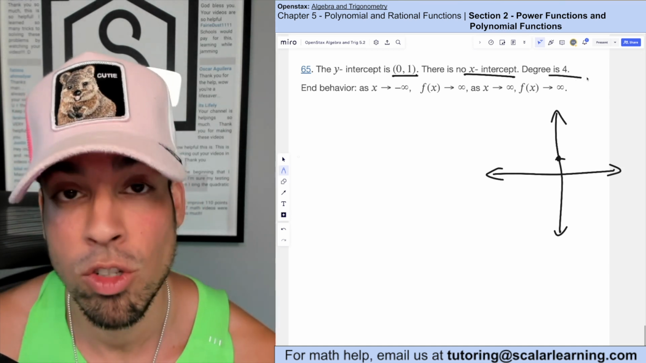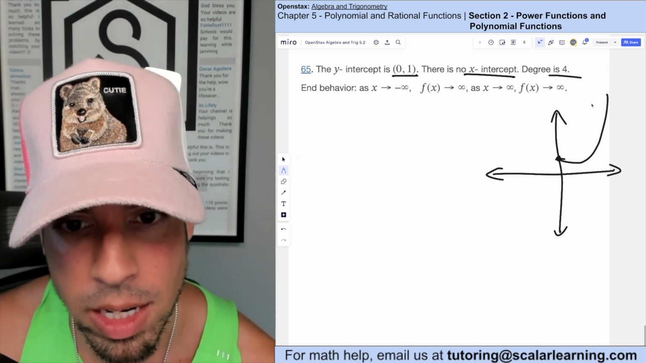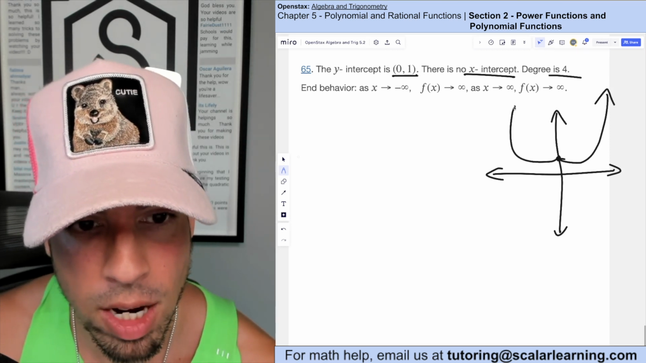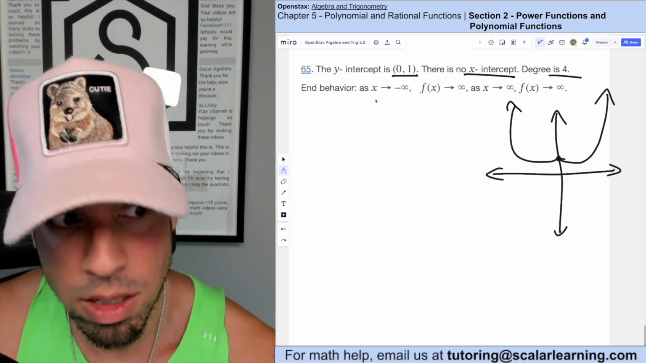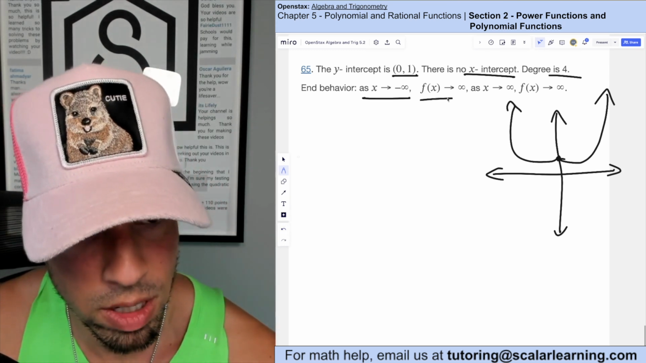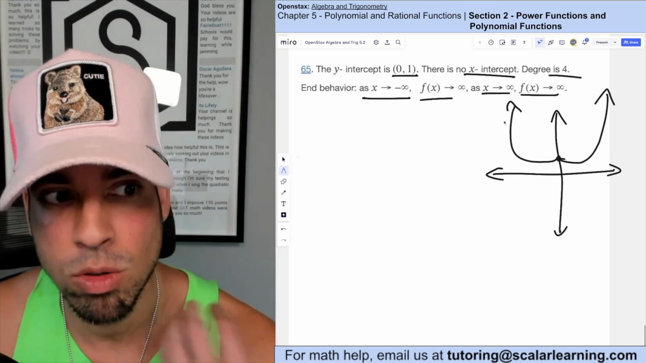And that makes sense because a degree of 4, an even degree, means the end behavior at the right is going up, and the end behavior at the left is also going up. This is further confirmed, by the way, by this. This is literally the end behavior. As x approaches negative infinity, it goes up. X approaches positive infinity, the function goes to positive infinity. So we just verified that.